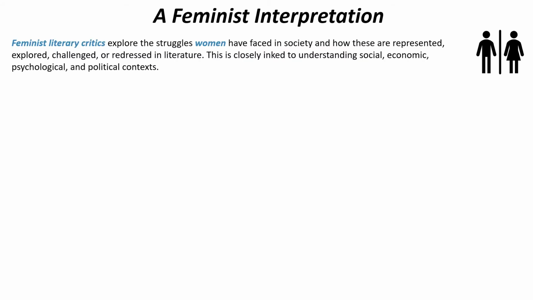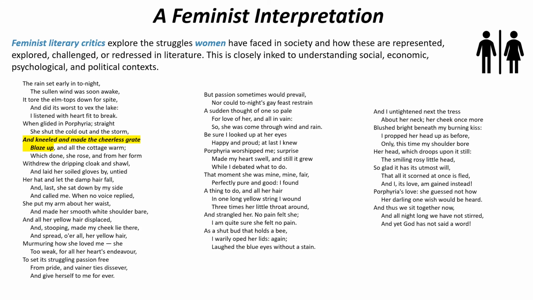Moving on to a feminist interpretation then, obviously the two genders are very clearly represented in the poem. And if we look at the way Porphyria acts, she is almost a stereotype of her gender. She conforms to the expectations of women in lots of ways.